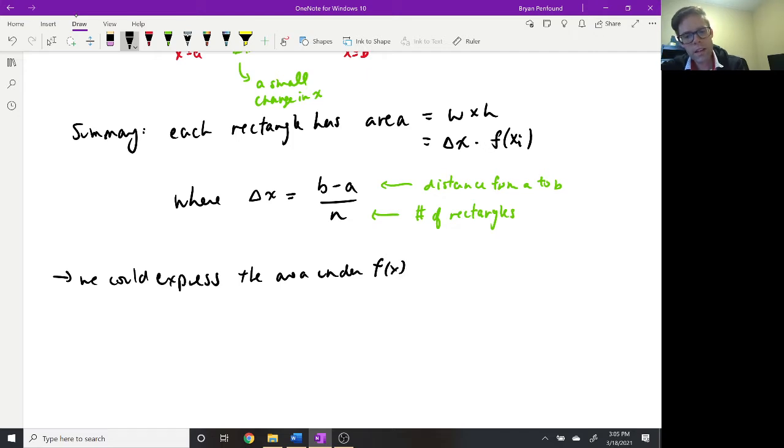And I should say the net area, because if f of x is below the x-axis, the calculation that we get here may not necessarily come out to be a positive number. So we have to be careful. I'm going to use the phrase net area here to describe that region. It's a signed kind of area. But the net area bounded between f of x and the x-axis, essentially we can now express as a sum.